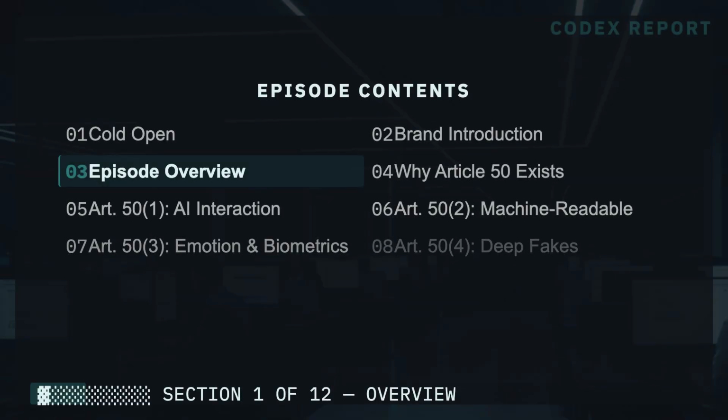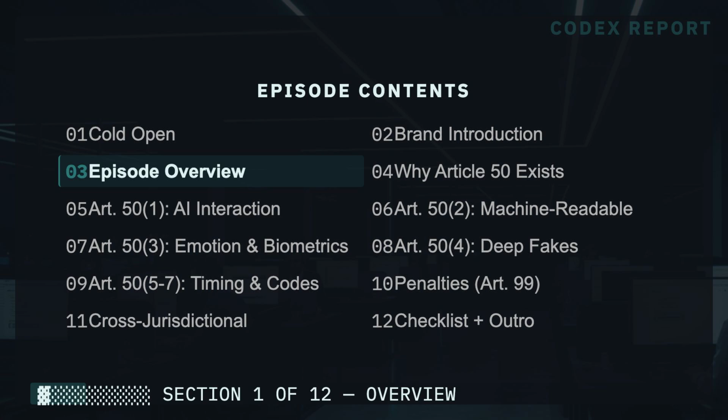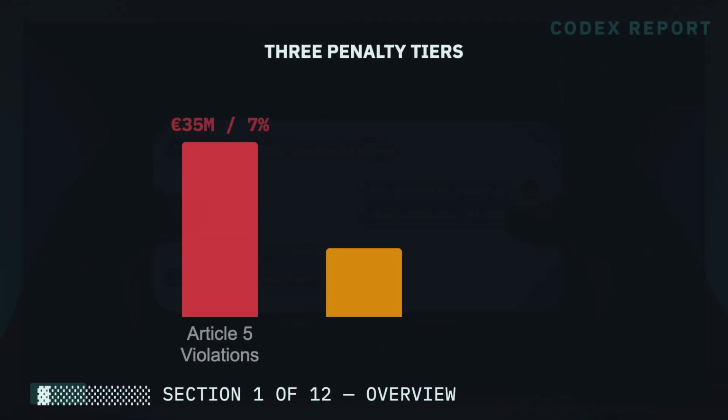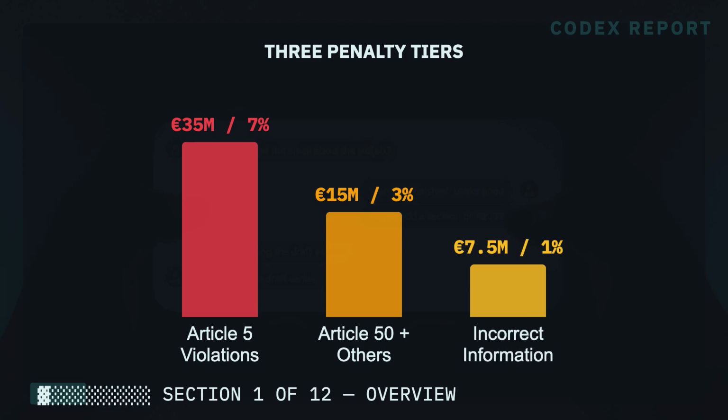Here is what we will cover. The 7 paragraphs of Article 50, one by one. Who owes each obligation, provider or deployer? The penalty framework under Article 99. And a 10-step compliance checklist you can take directly to your legal team. We will also examine how Article 50 intersects with GDPR, YouTube's disclosure policy, and the extraterritorial reach of the regulation for non-EU companies. Let us begin.